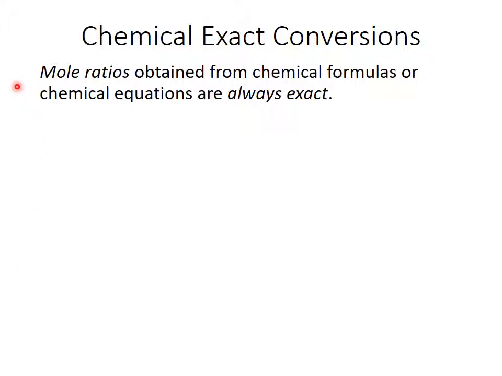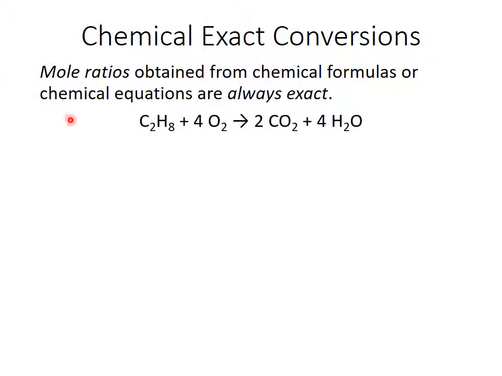Let's take a look at some examples of exact conversions that are especially applicable to chemistry. Mole ratios obtained from chemical formulas or chemical equations are always exact. And again, this comes back to the fact that you can't have partial atoms. Let's look at an example.